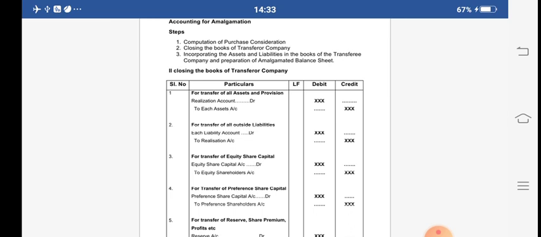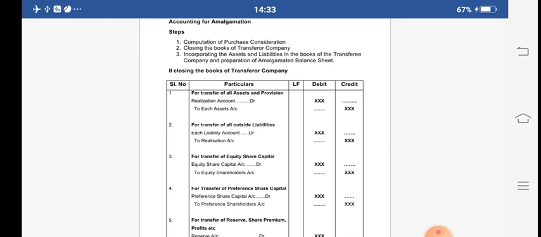Now in this class we will see the format for step number 2, closing the books of the transferor company. Closing the books means that when the transferor company is going to amalgamate into the transferee company, it is going to cease to exist. For that purpose they have to prepare the closing books. Now how to prepare, just see the format.